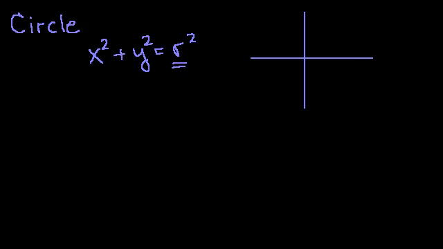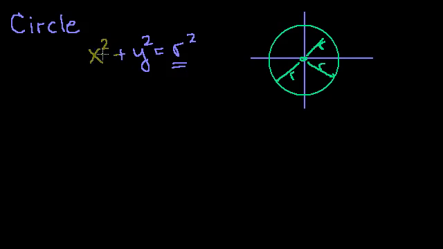Let me do it in a different color. The circle would look something like, make sure it's a circle. Well, it's supposed to be centered at 0, 0, but that's close enough. So its center will be right here. And the radius, if you go from the center to any point along that circle, will have a distance of r. So if you go from there to there, it's r. From there to there, it's r. From there to there, it's r.